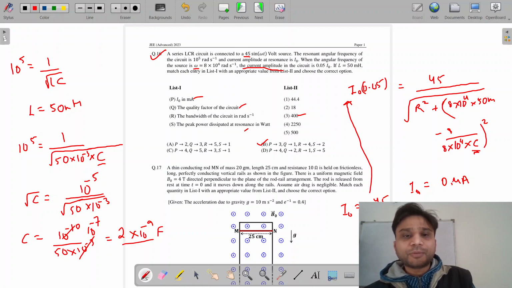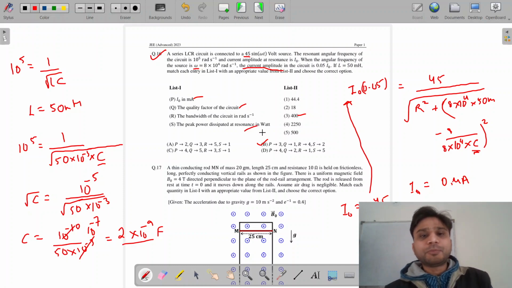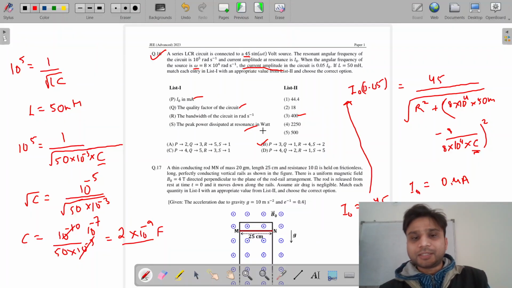Then we have peak power dissipated. Peak power is dissipated at the resonance itself. So this value is I square R. Note that this is independent of inductance and capacitance, since they are not participating in peak power dissipation. So this peak power dissipation is going to come as 18 watts.